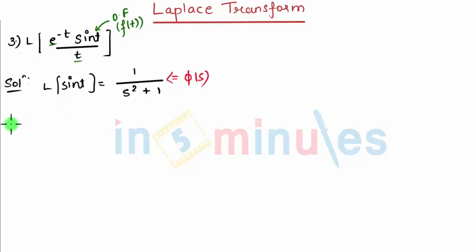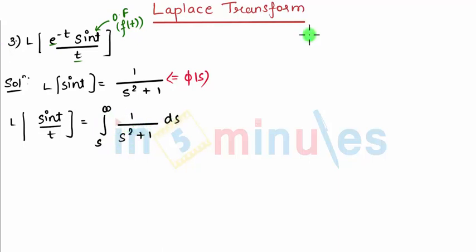So now Laplace of sin t divided by t. I'll be putting the effect of t first, initially, and then shifting. So t gives me integral from s to infinity of phi of s. I am keeping it directly, 1 divided by s square plus 1 ds. Students, you know that integration of 1 upon x square plus a square dx is equal to 1 upon a tan inverse of x by a plus c. So we can use the same formula here where a square equals 1.